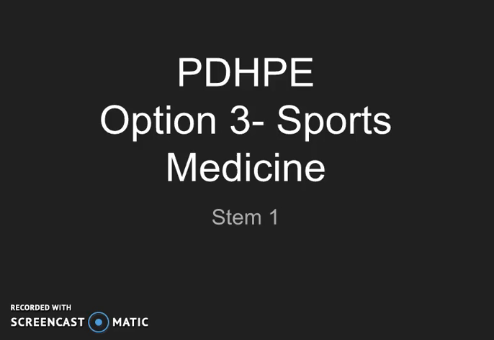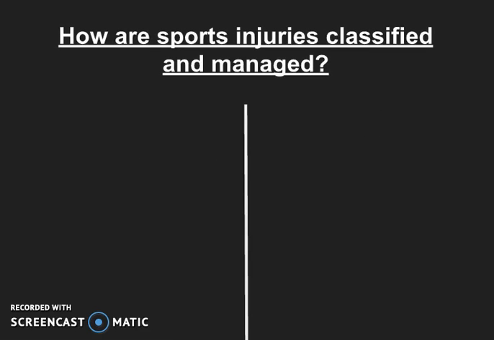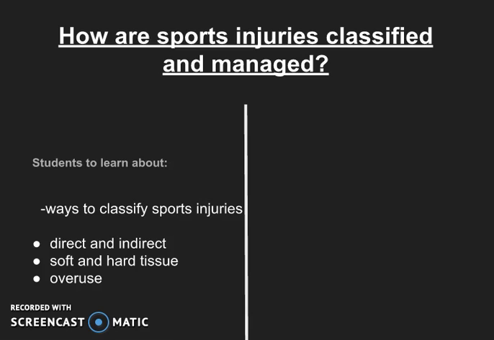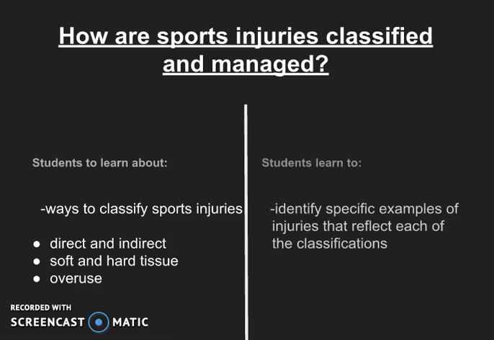This is option 3, sports medicine, and this is STEM 1. In STEM 1, you're going to be looking at the following areas. You will need to learn about direct and indirect injuries. You'll need to learn about soft and hard tissue, and you'll need to learn about overuse injuries. The things that you'll need to be able to do is identify specific examples of each of those classifications.